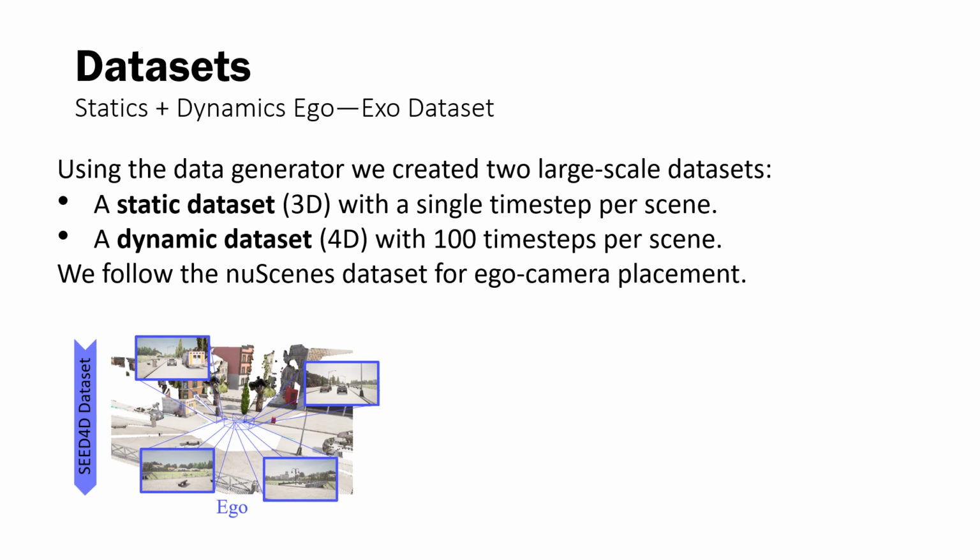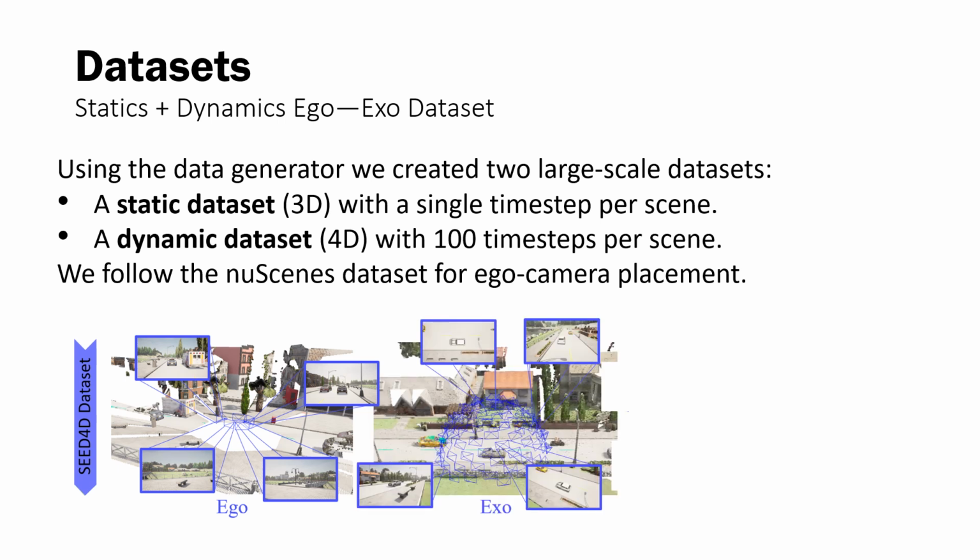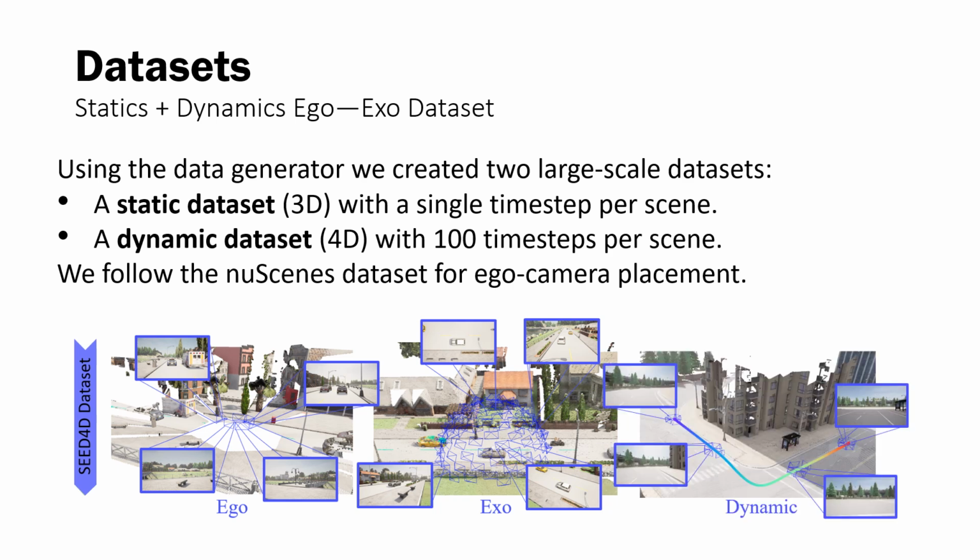We use our data generator to create two large-scale datasets: a static dataset comprising egocentric and exocentric views captured in static stationary scenes. This dataset is best suited for testing ego to exocentric view generalization. The dynamic dataset consists of multi-temporal sequences with synchronized ego and exocentric viewpoints. Let's examine each dataset in detail.